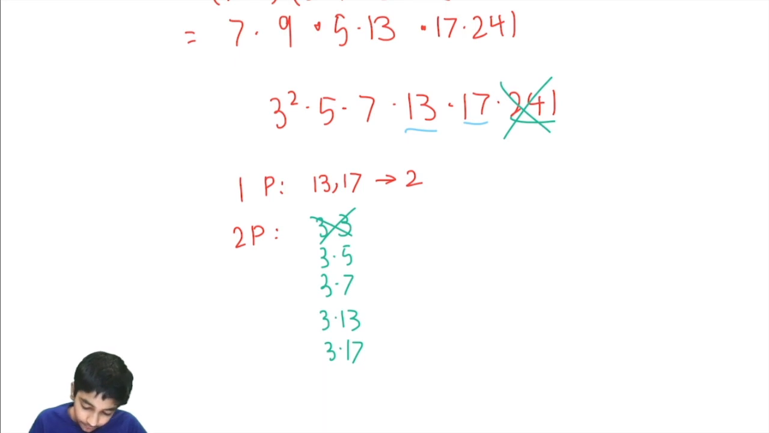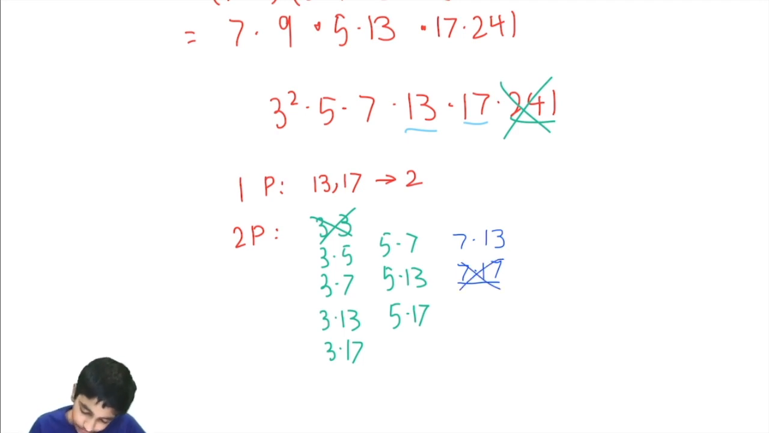We can also have 5 times 7, 5 times 13, 5 times 17. Those are all, again, two-digit numbers: 35, 65, 85. And now we also have 7 times 13. But 7 times 17 is 119, so it's too big. And then finally, we also have 13 times 17, but that's, again, too big. It's 221, so it's not going to be a two-digit number. So overall, we have 1, 2, 3, 4, 5, 6, 7, 8 possibilities for this case.